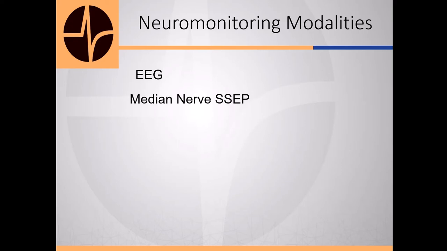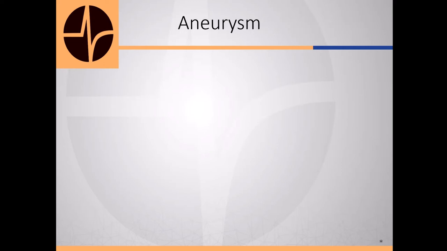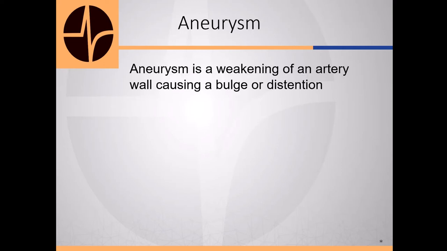The changes are going to be the same that you'd see as for a carotid endarterectomy. An aneurysm. So an aneurysm is a weakening of an artery wall causing a bulge or distension. So those of us that go back when we were kids and we would take the inner tube out of our bicycle tire and you could see that bulge and you just knew that you were going to get a blown tire. Basically, that's what an aneurysm is, but it's in a vessel in your brain.